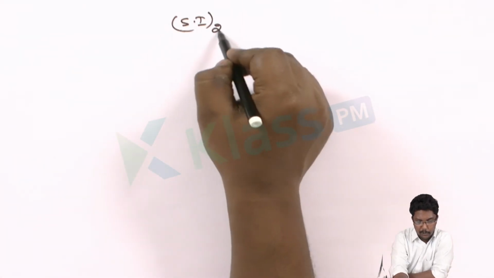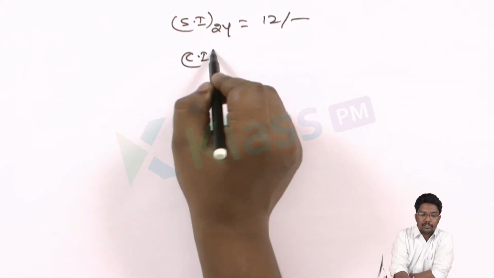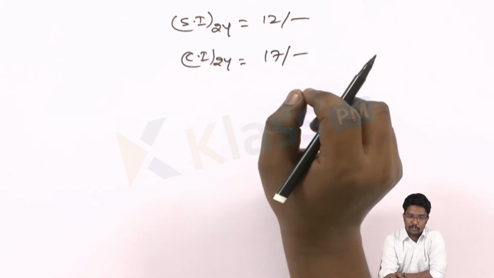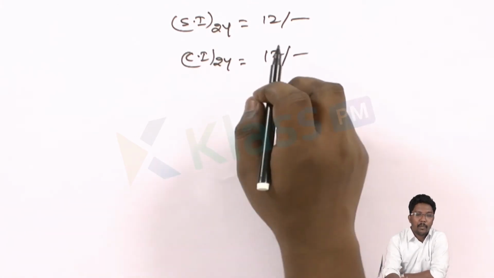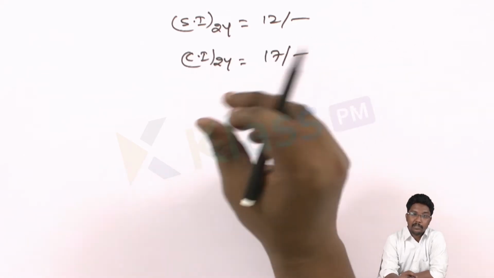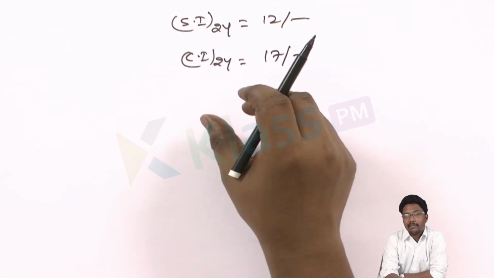Simple interest for 2 years is 12 rupees. Compound interest for 2 years is 17 rupees on the same amount. Previously we calculated the simple interest and compound interest for the same amount with the same rate of interest. Here he is asking for the reverse.